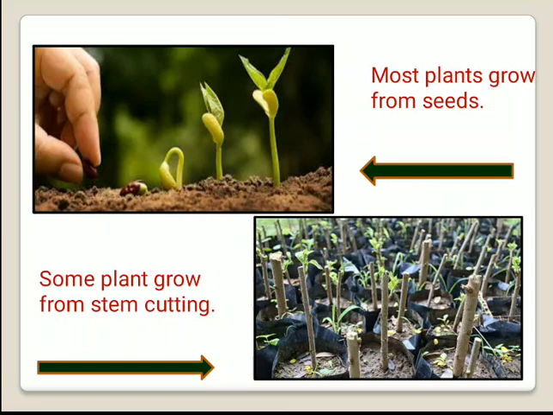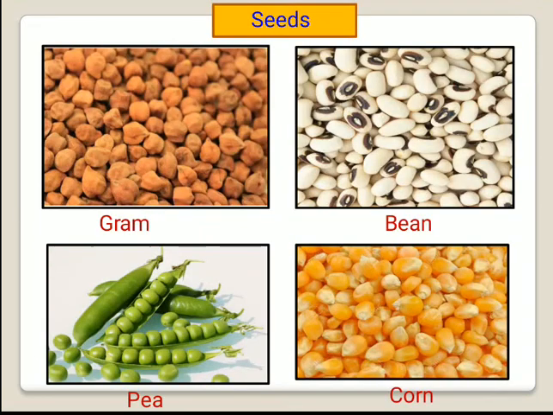Students, most plants grow from seeds and some plants grow from a stem cutting. There are different kinds of seeds. For example, gram, bean, pea, corn are seeds. A seed has a baby plant inside it.